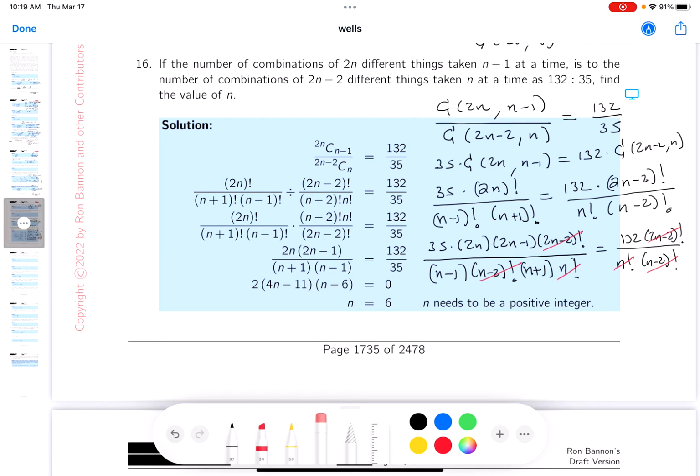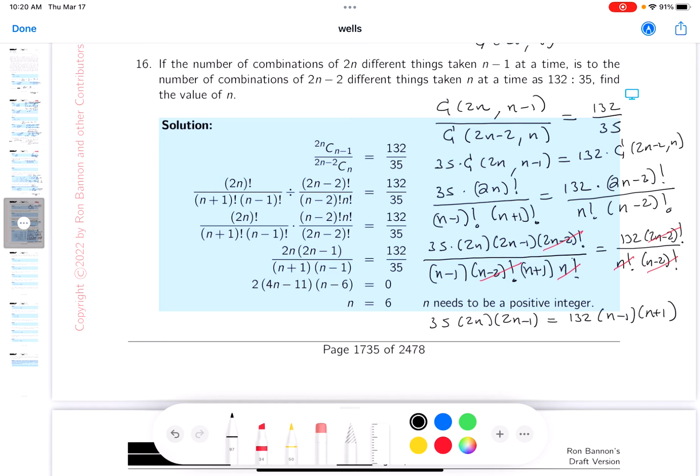I've got to do it then. Let me write it down. So it's going to be 35, and then you're going to get 2n times 2n minus 1 equals 132 times n minus 1 times n plus 1. Let's make sure I didn't do anything too silly. No, I think I can do it. So let's go through it one step at a time.